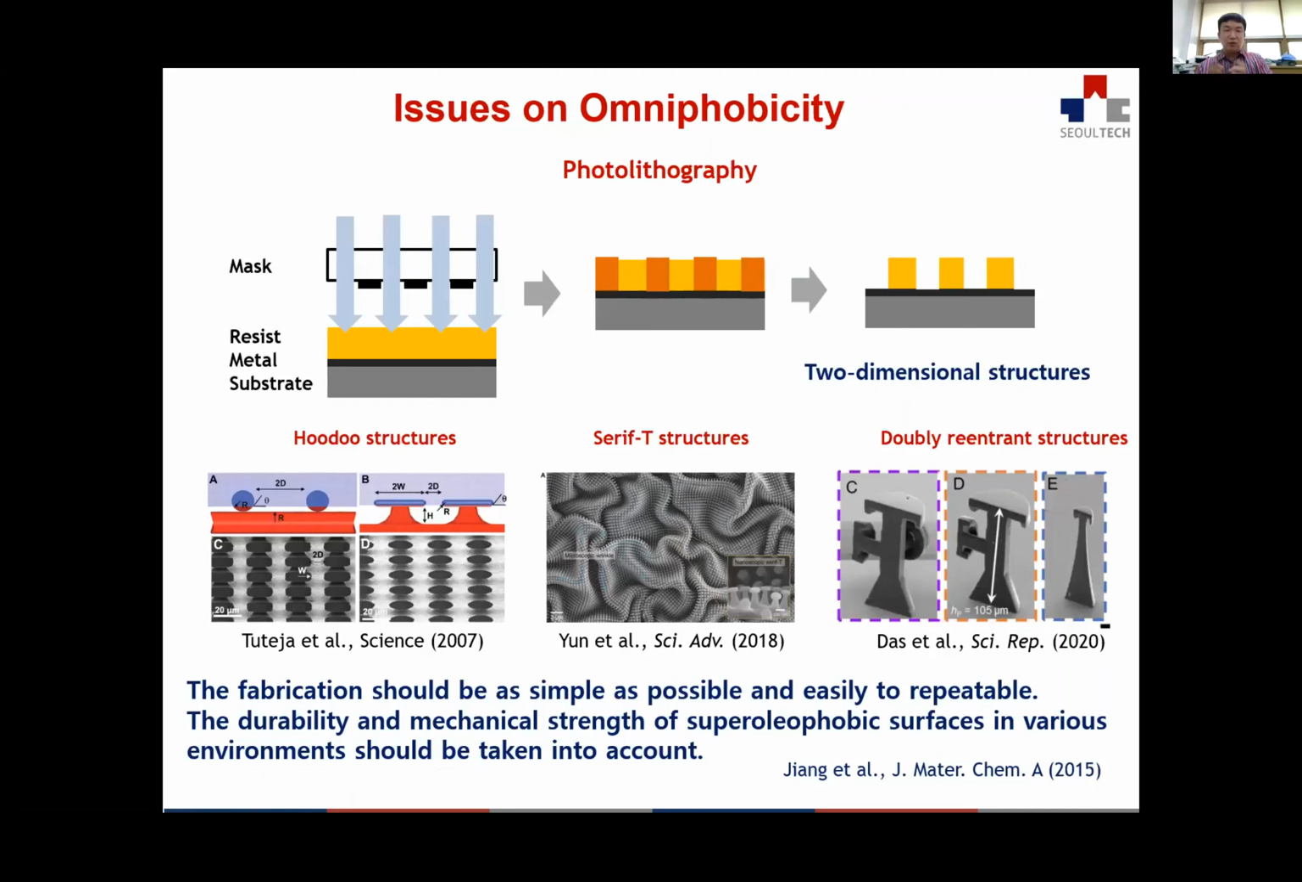For fabricating microscale structures, many research groups use photolithography. Photolithography uses a mask and UV light. When the UV light is transmitted through the transparent region of the mask, the chemistry of the polymer material is transformed, and the transformed polymer can be removed by a solvent because of the difference in solubility. After that, we get two-dimensional structures.